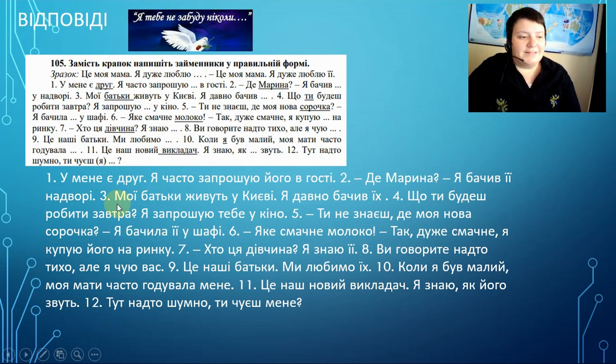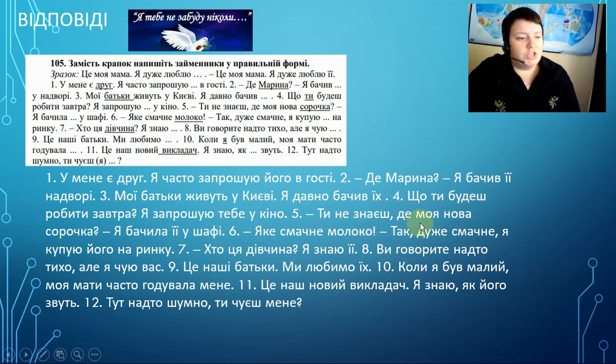Okay, next. Мої батьки живуть у Києві. My parents live in Kyiv. Я давно бачив їх. I saw them a long time ago. Давно, long time ago. Їх, so we replaced батьки in accusative case, їх. Що ти будеш робити завтра? What are you going to do tomorrow? Я запрошую тебе у кіно. I invite you to go to the cinema. So, ти, in accusative case, тебе.